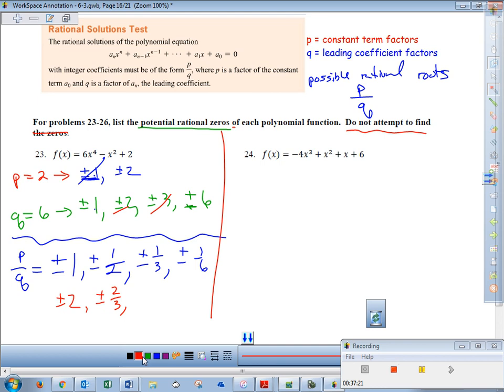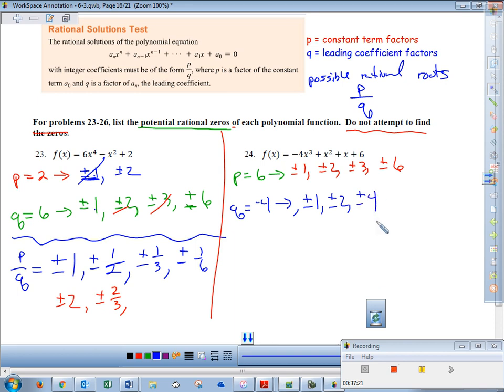Cool? Let's do 24. Who's the p-value? P is the constant term. He is 6, right? So all the factors of 6: plus or minus 1, plus or minus 2, plus or minus 3, and plus or minus 6. Then the q value is the leading coefficient, which is -4. So who cares that he's negative? It's the same concept, plus or minus all the multiples of 4: plus or minus 1, plus or minus 2, and plus or minus 4.